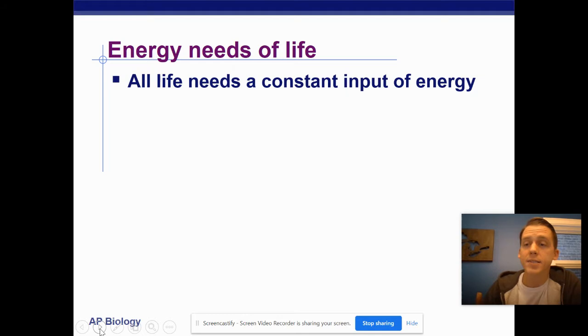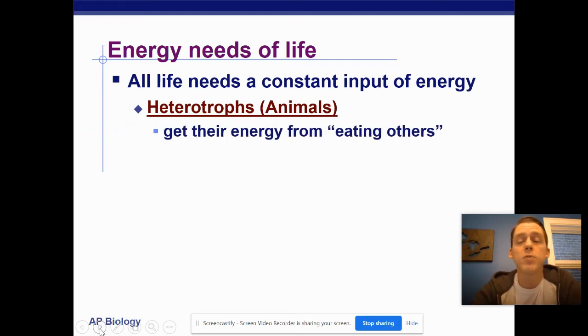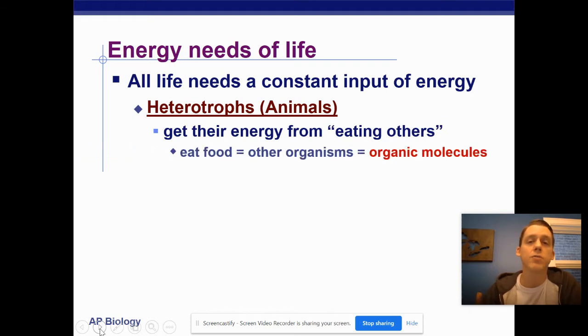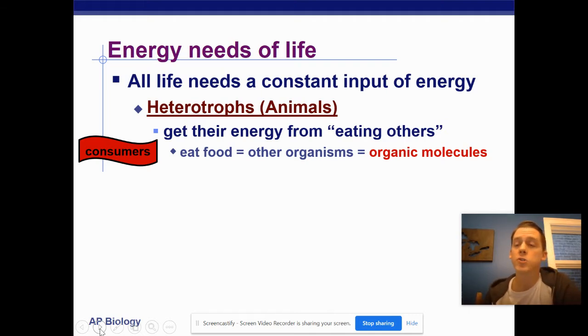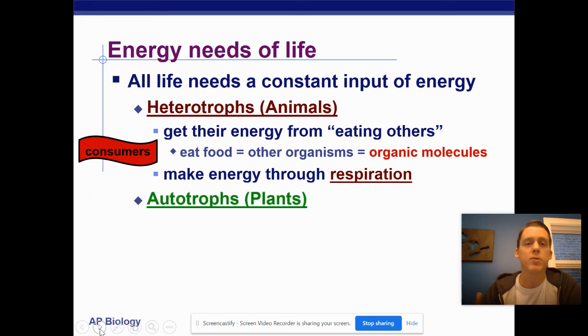All life needs a constant input of energy. So heterotrophs, like animals, their input of energy is going to be found in the food that they eat. Heterotrophs get their energy from eating others. So a heterotroph eats food, and that's other organisms, and we break down the organic molecules that make up those organisms. So heterotrophs are also known as consumers because they consume their energy. Heterotrophs make their energy through respiration, which we already know about.